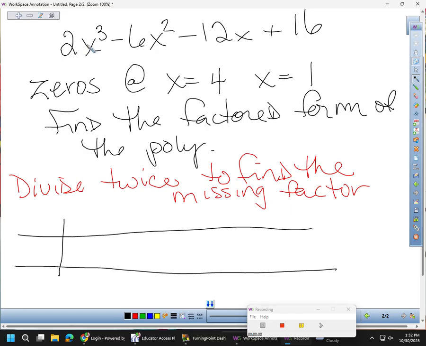So the first thing we're going to do is division. Okay? Now, I know y'all like synthetic division better, so that's what we're going to use. So we're going to do a long one-sided tic-tac-toe. And my coefficients go across the top. I have 2, -6, -12, and 16. The first zero I have is 4, so I'm going to start there.